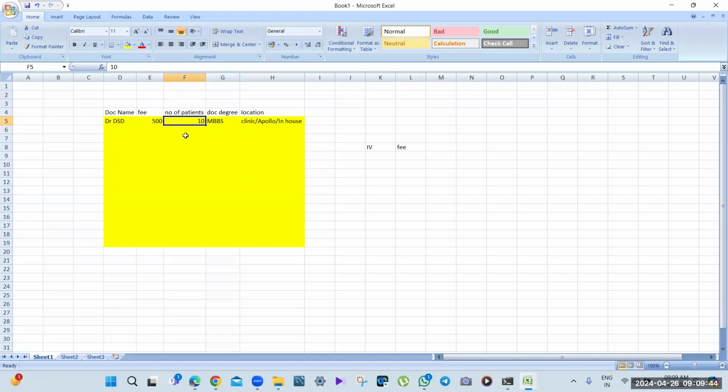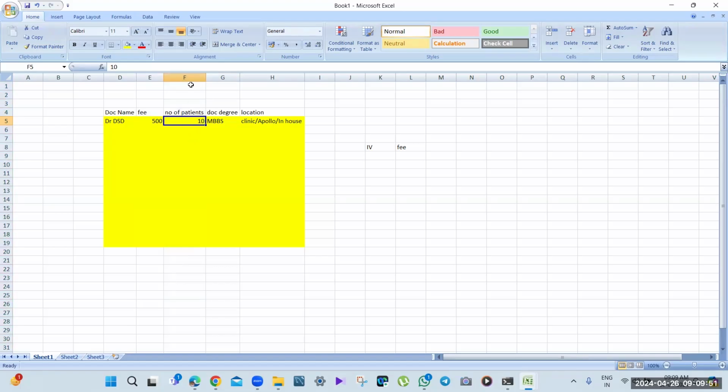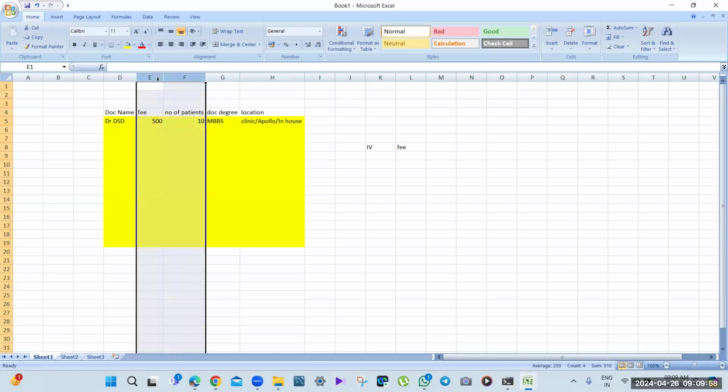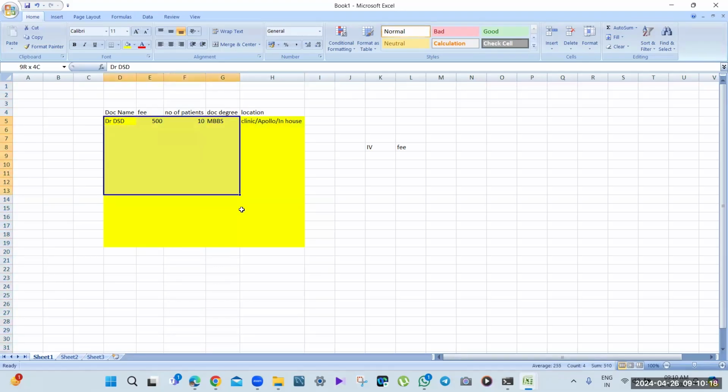This thing could be optional. We cannot say for sure if the number of patients is more, the doctor will take less money or more money. But to some extent, this will also have a correlation and a causation. Same as the degree that we have seen, degree has a direct causation and correlation. Location also has a direct causation and correlation. So scenario one, we can create an ML algorithm, a regression analysis, which will predict the fee of a doctor based on this existing data.